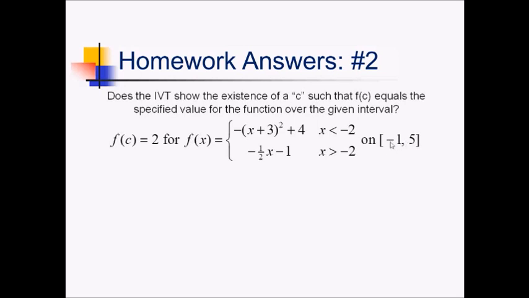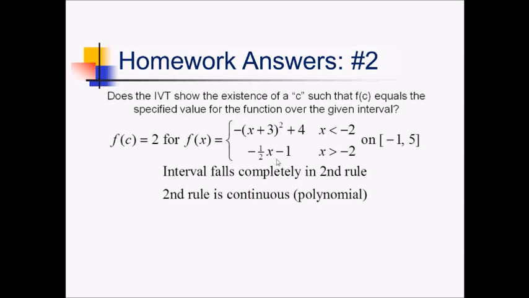This interval from -1 to 5, this is all stuff that is greater than -2. So this falls completely in this second rule. And looking at the second rule, the whole second rule is continuous because it's a polynomial. So that means that we're definitely continuous on this interval. Now we kind of lucked out here, because if this had been overlapping between these two rules, we would have had to check for a jump at this border value of -2.